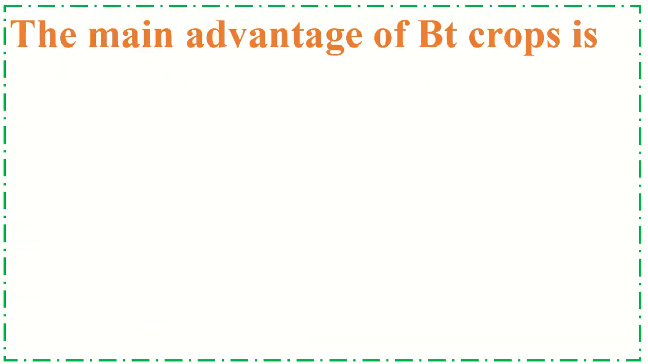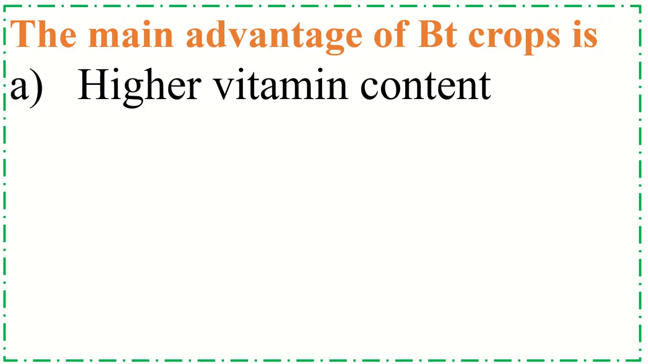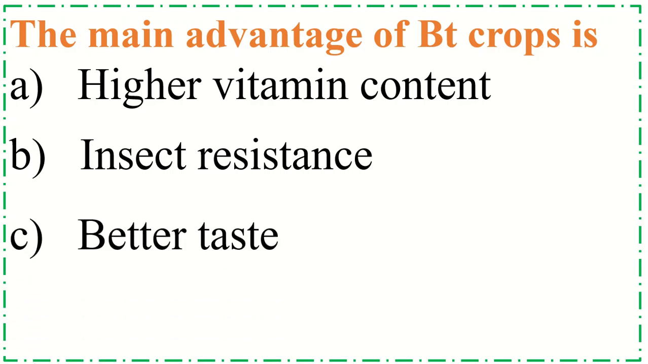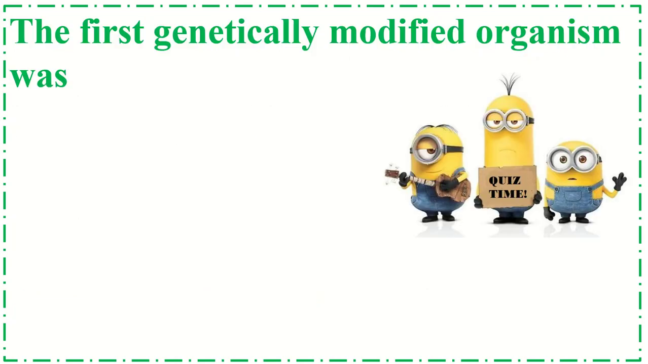The main advantage of Bt crops is: option A, higher vitamin content. B, insect resistance. C, better taste. Correct option is B, insect resistance.